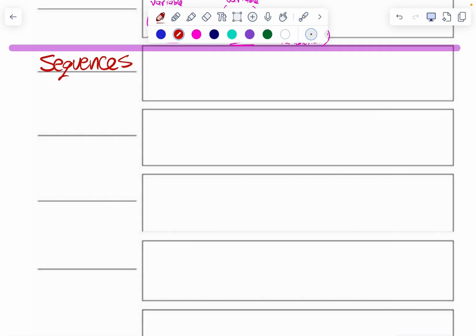Okay. Guys, a sequence in general is just a series of numbers, often formed with a pattern. Not always. So in general, a sequence is a series of numbers. Often they're formed with a pattern, but not always.